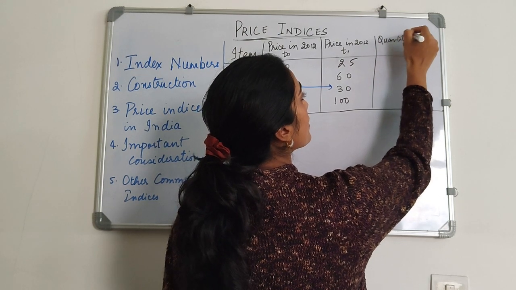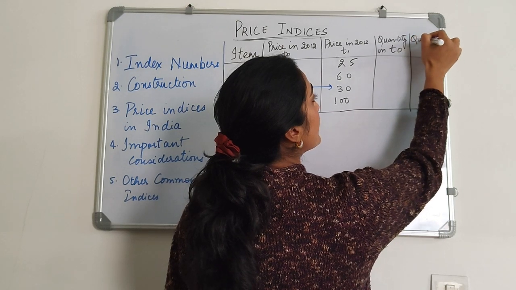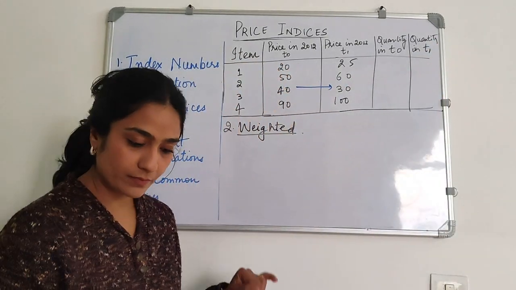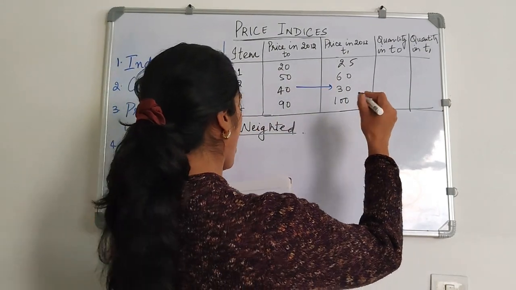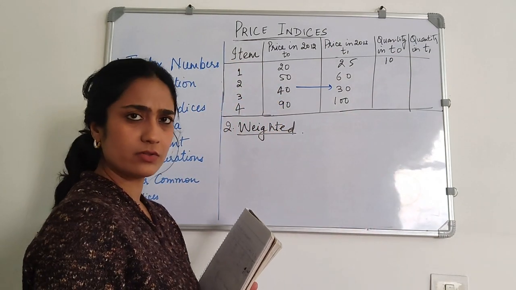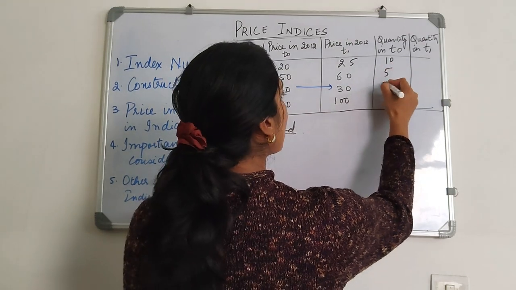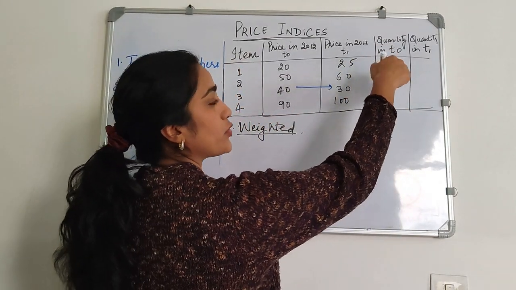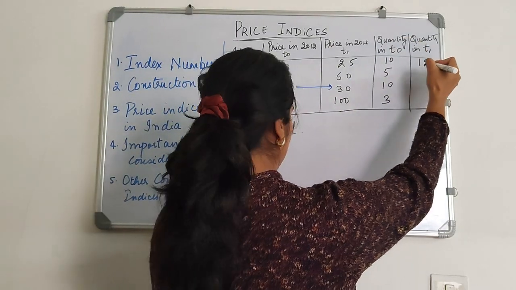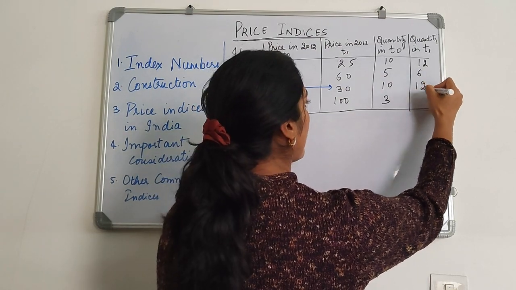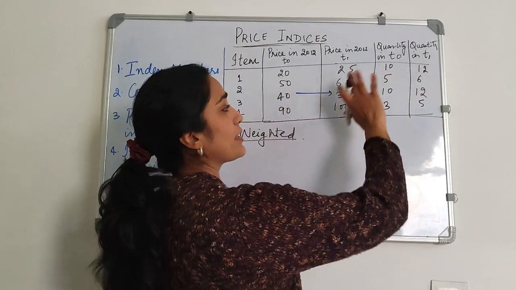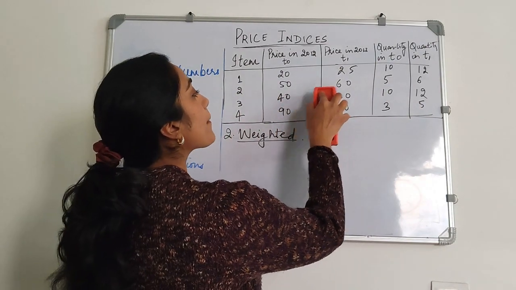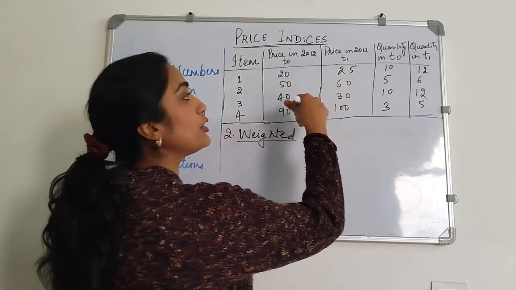we will need two other columns which will tell me how much of this particular item was consumed in each year. So let's just say that 10 units of item 1 were consumed, 5 units of item 2, 10 units of item 3 and 3 units of item 4. This was what the consumption pattern looked like in 2012, and in 2013 in T1 the consumption of these items also went up. It can go in either direction, that doesn't matter. It's just an example that we are taking. So now we have this information as well, and this information is telling us the importance of each of these items.